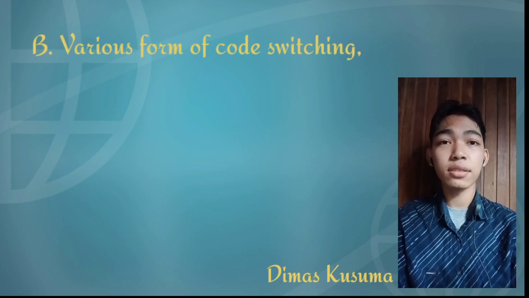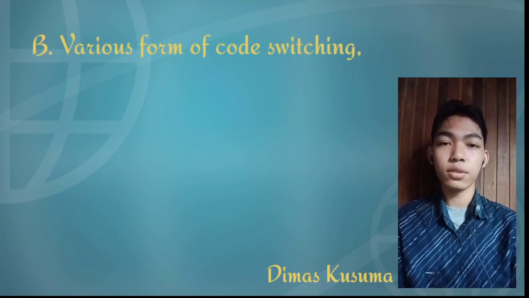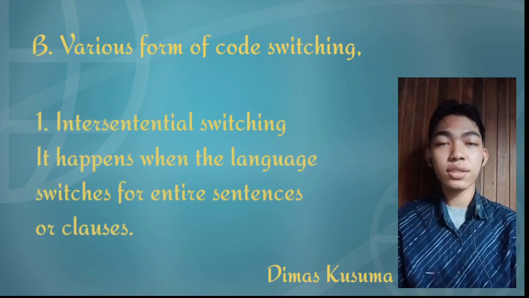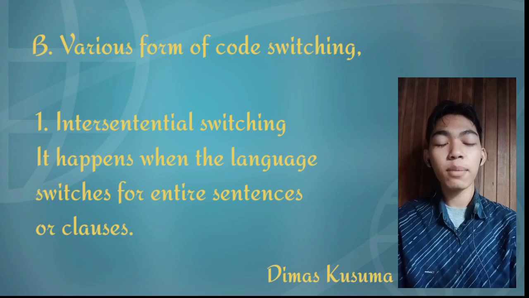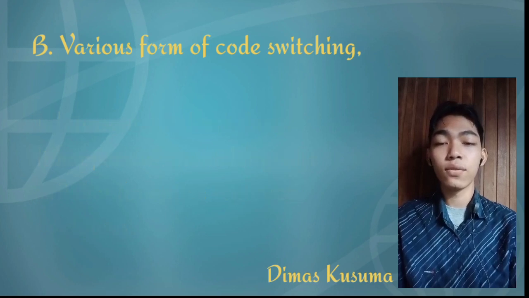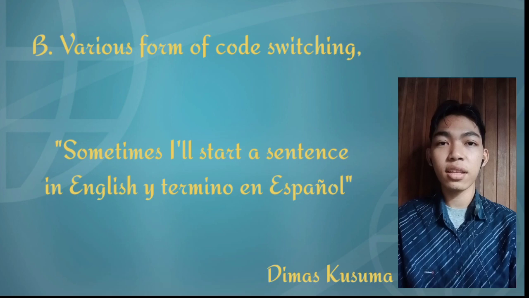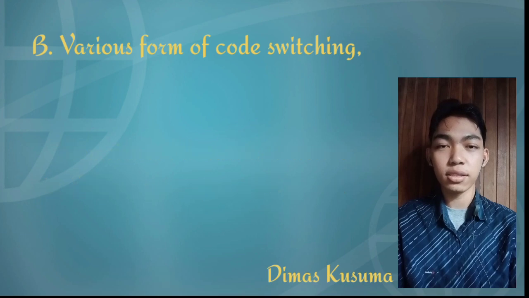There are various forms of code switching. Here are the main forms of code switching. Number 1. Intersentential switching. It happens when the language switches for entire sentences or clauses. For example, a Spanish-English speaker says, "Sometimes I'll start a sentence in English y termino en español," which means sometimes I'll start a sentence in English and finish it in Spanish.